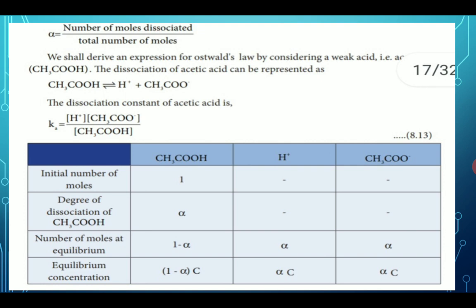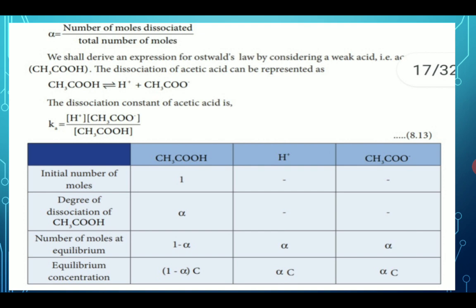Now let us see a tabular column here. The initial number of moles in the above equation: acetic acid is 1 when the reaction does not take place at the initial state. There is no H plus and no CH3COO minus, therefore both are dashes. Now, after some dissociation takes place, how many dissociated? Alpha dissociated. So what is remaining? 1 minus alpha is remaining. So at equilibrium, 1 minus alpha of acetic acid is remaining, and the H plus ion is alpha and the acetate ion is also alpha.